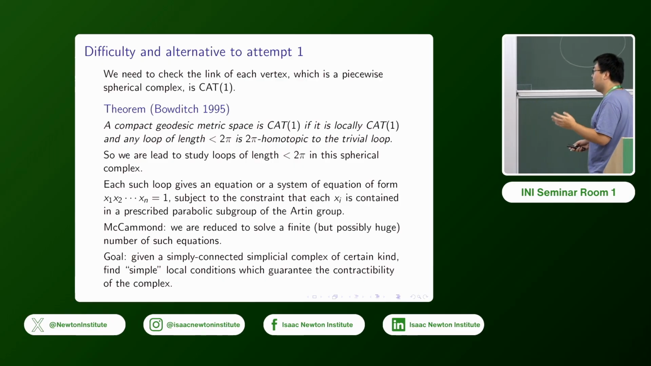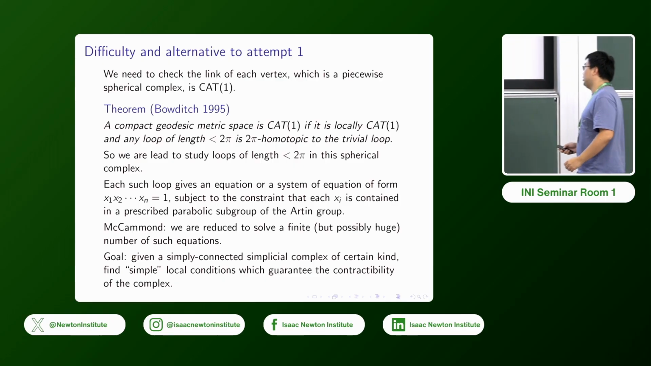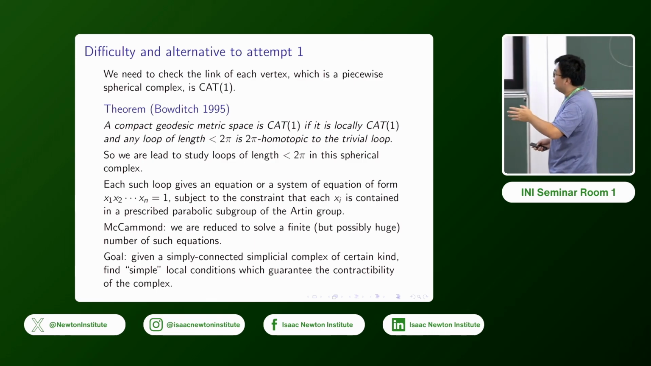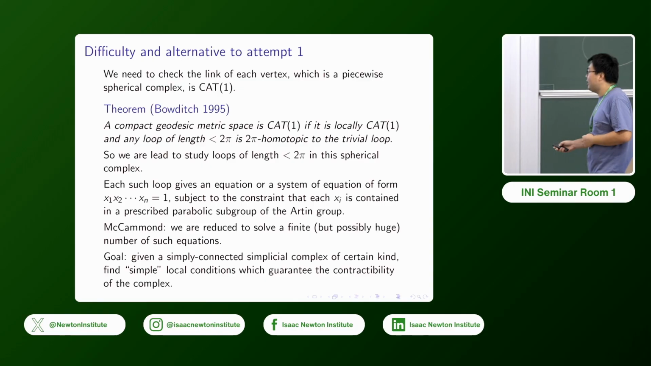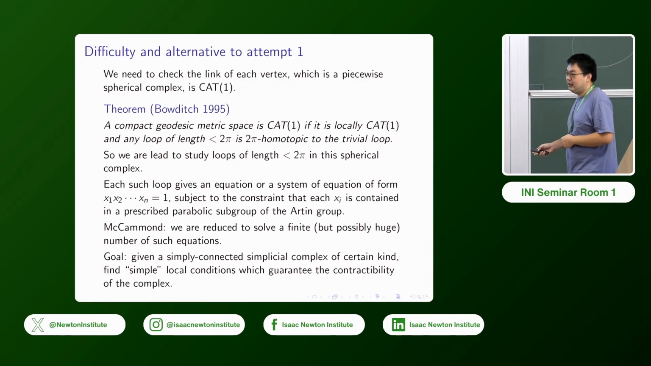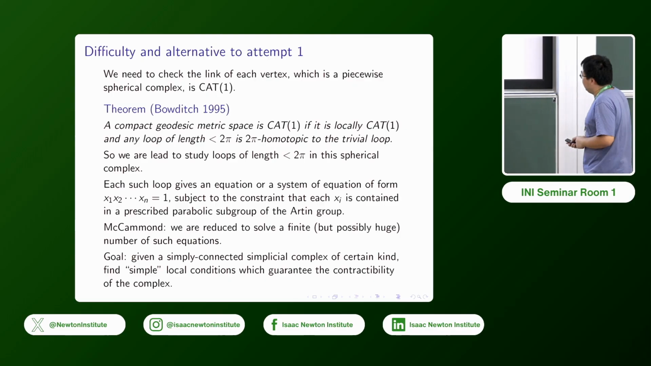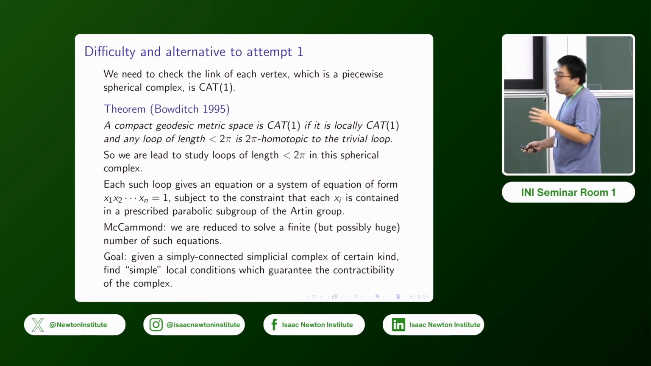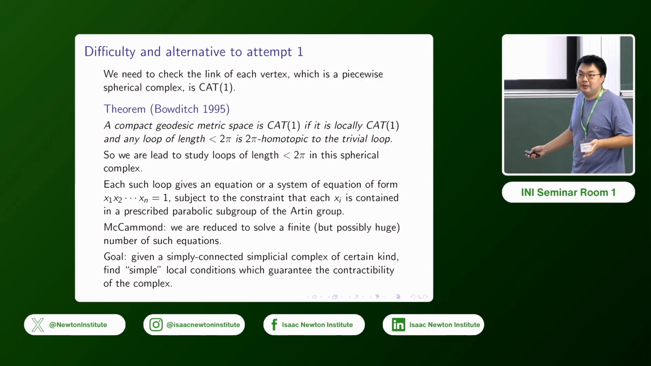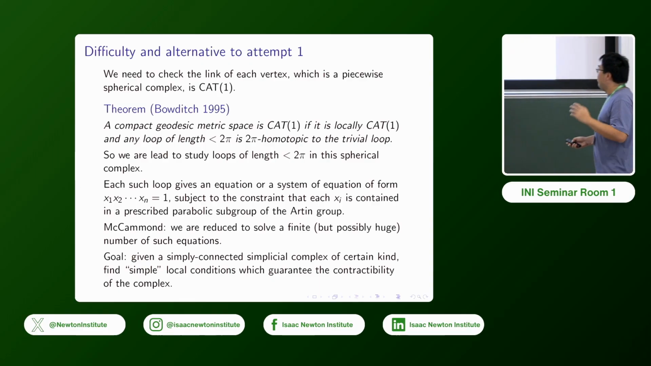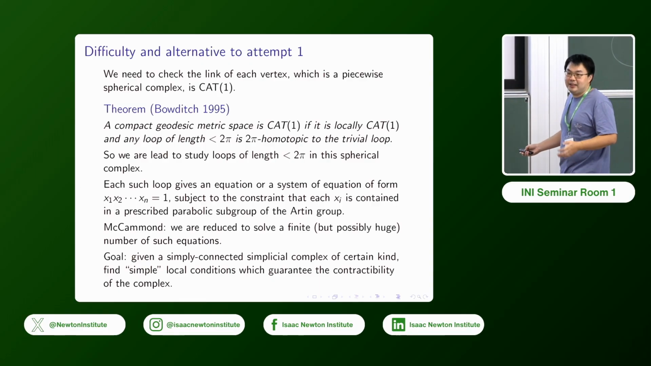So suppose I'm going to give you some simply connected simplicial complex of a certain kind, and I want to find a simpler local condition which guarantees the contractibility of the complex. Notice that here I don't claim I know how to prove the complex is CAT(0). I just hope to find a local condition under which I can prove the space is contractible. That would be good enough, at least for proving the K(π,1) conjecture.